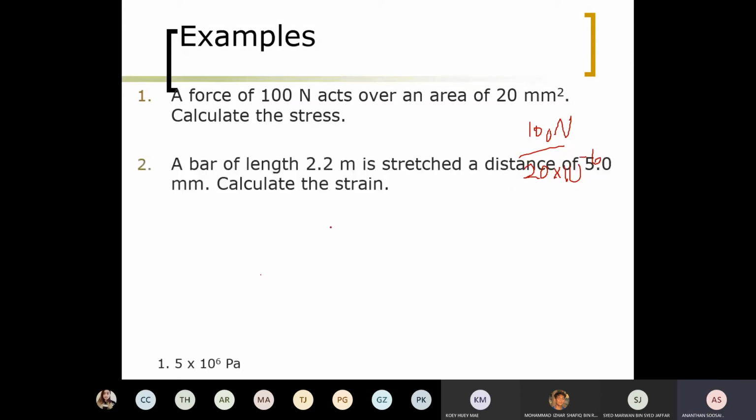Next, a bar of length 2.2 meters is stretched a distance of 5 millimeter. Calculate the strain. Strain is extension over the original length. So 5 times 10 to the power of -3, changed to meter, divided by 2.2 gives you the strain. You should get 2.27 times 10 to the power of -3. No unit for strain.